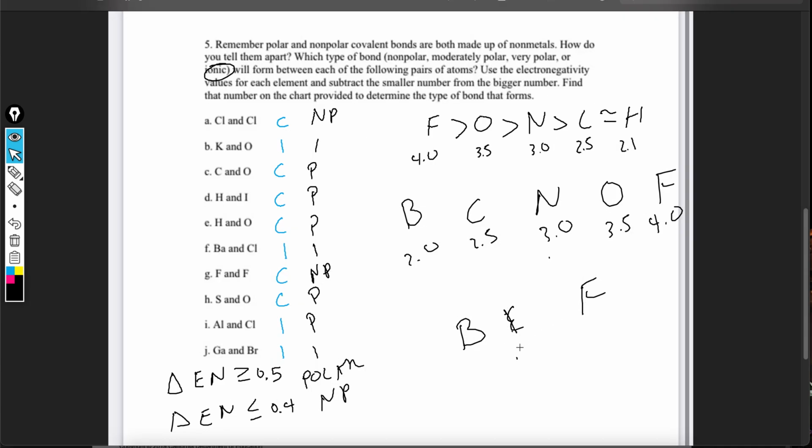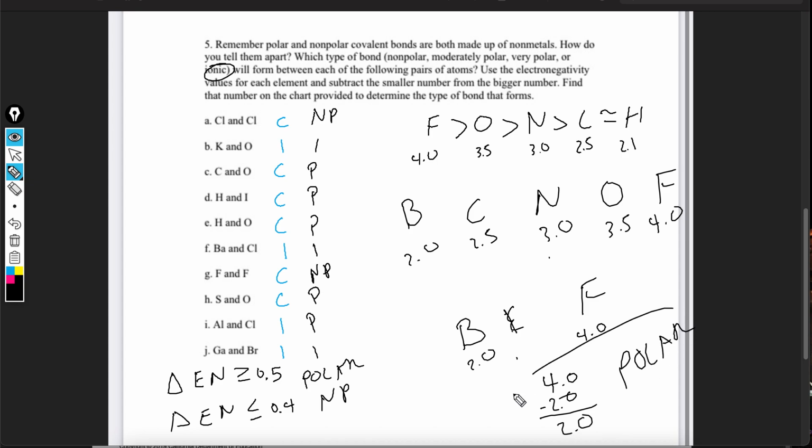But let's try to figure out the polarity mathematically. B is 2.0, F is 4.0. What is 4.0 minus 2.0? Bigger number first, always. Yes, 2.0. Is 2.0 less than 0.4 or greater than 0.4? Greater, so this one would be polar. So that's how you do it the mathematical way.